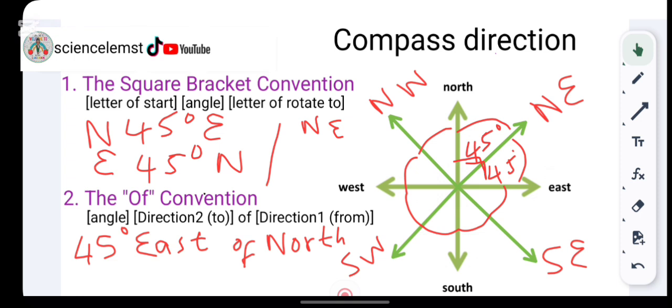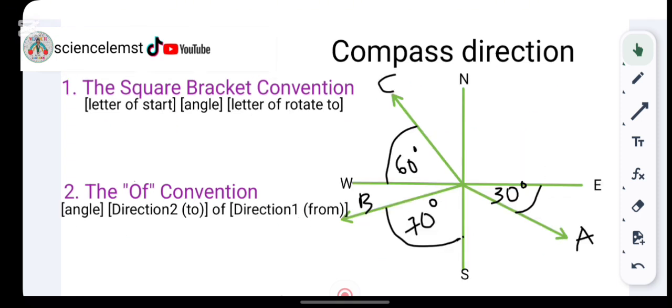Let's do examples. Let's look at vector A. The angle is given between the east and the vector, and the angle is 30 degrees. So I move from east going towards the south 30 degrees. So when I use the square bracket method, the answer will be what? The direction of vector A will be east 30 degrees south.